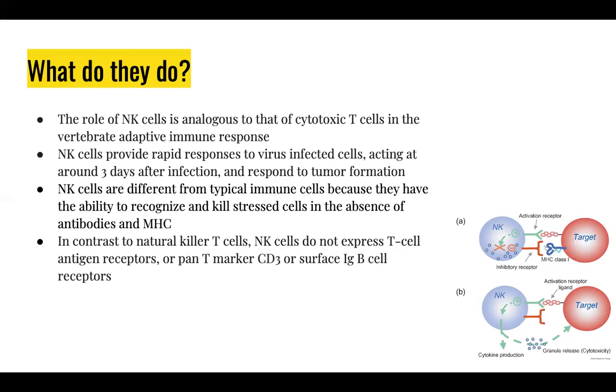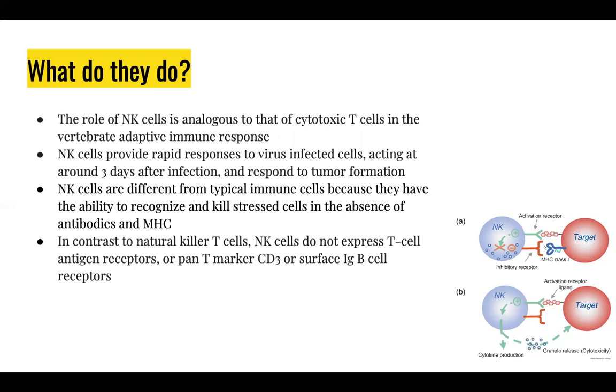In contrast to natural killer T cells, NK cells do not express T cell antigen receptors, pan-T marker CD3, or surface immunoglobulin B cell receptors. They patrol your body and lymph looking for abnormal cells and are unique in that they can kill a person's own cells if they have become infected with a virus or become cancerous.